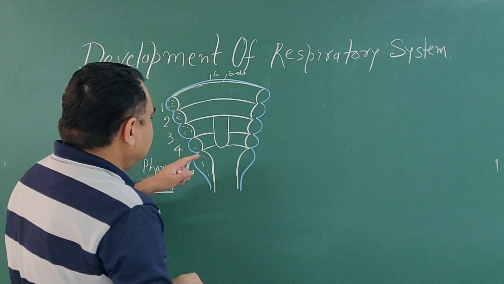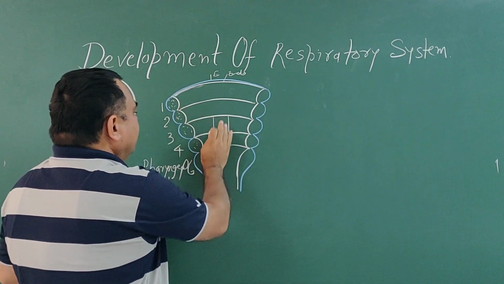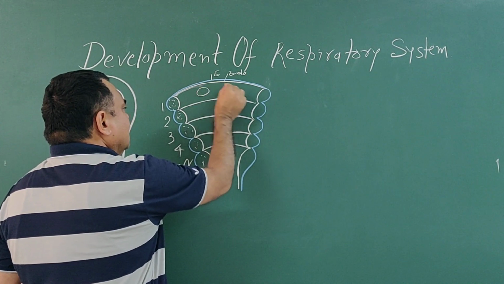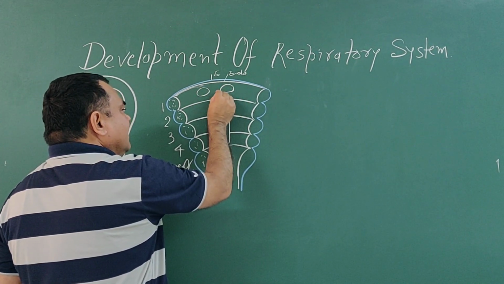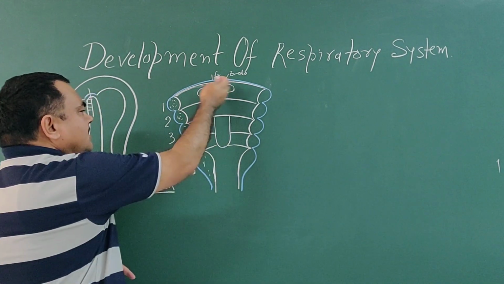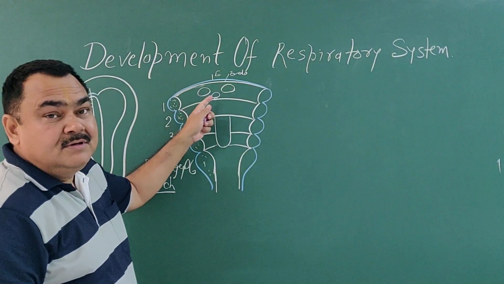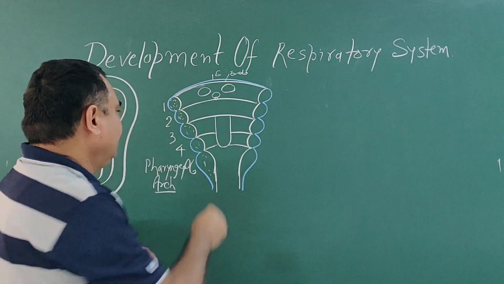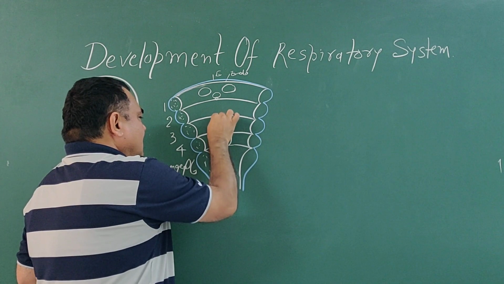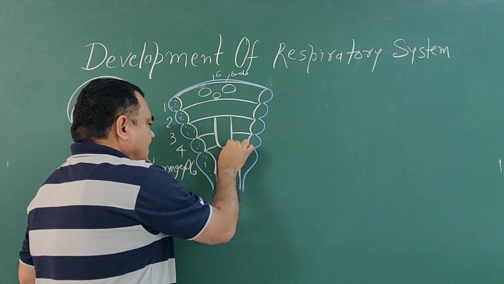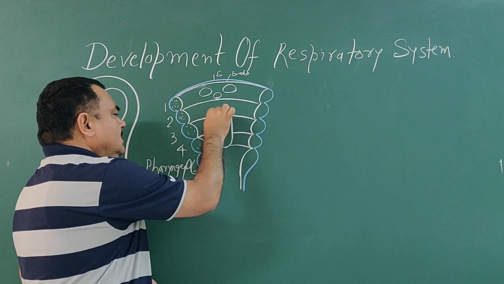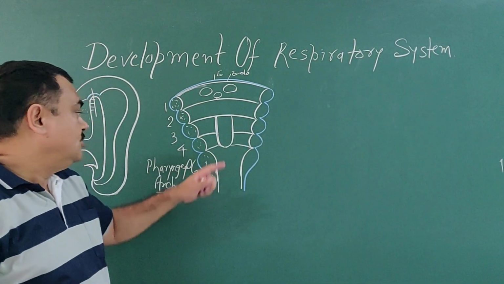And here other structures are formed. This is the hypobranchial eminence. Here two lingual swellings are formed. Here the tuberculum impar, here is the foramen cecum. So these structures take part in the development of the tongue. We'll discuss that later. I have already uploaded the lecture on the pharyngeal arches, so you can see those lectures on YouTube.